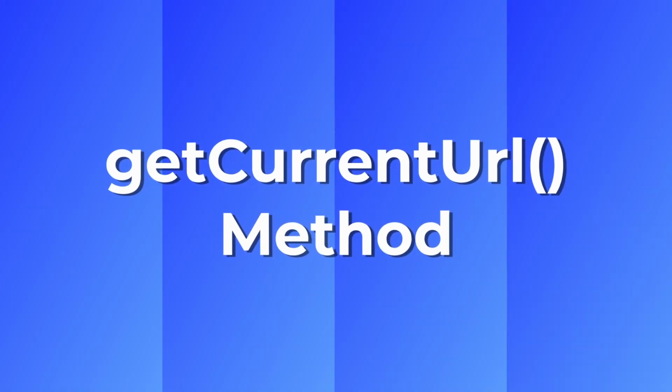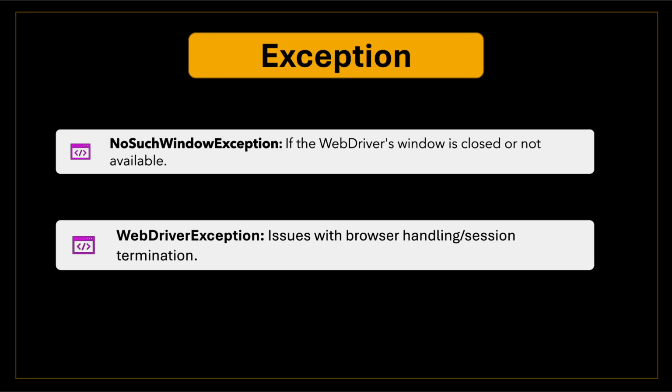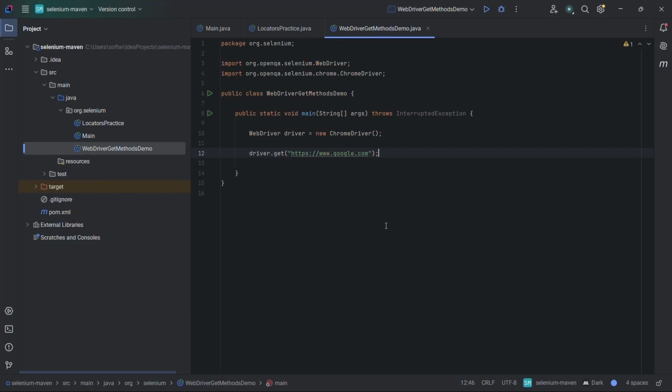Next is the getCurrentURL method. This method retrieves the current URL of the page that the WebDriver has currently opened. It is used in scenarios such as validating navigation after performing an action, such as clicking a link or submitting a form. In this case, it helps us to ensure that the correct page is loaded. We can use it to write assertions to check if the expected URL matches the actual URL. It can throw the listed exceptions.